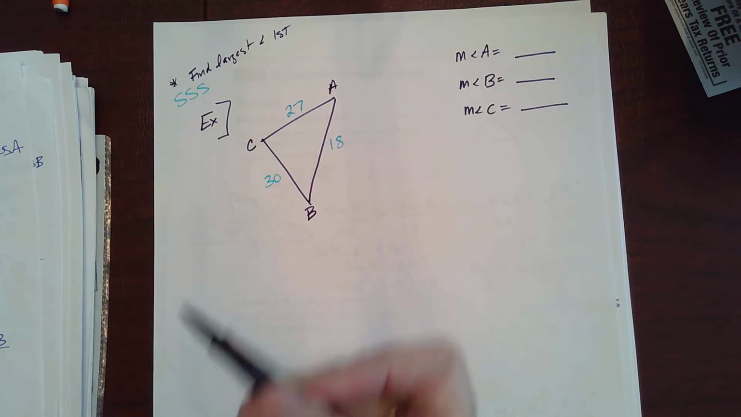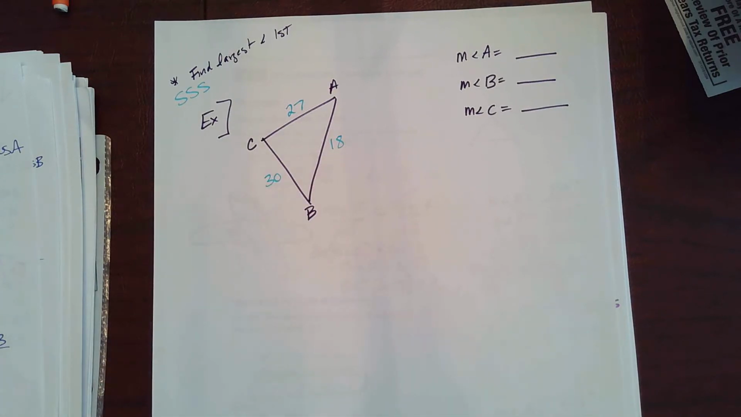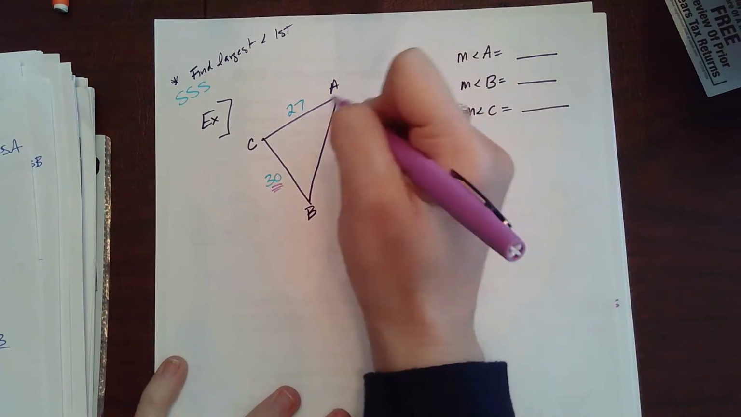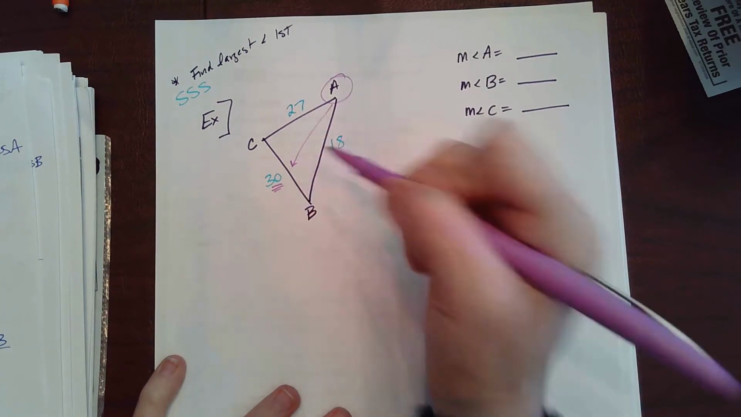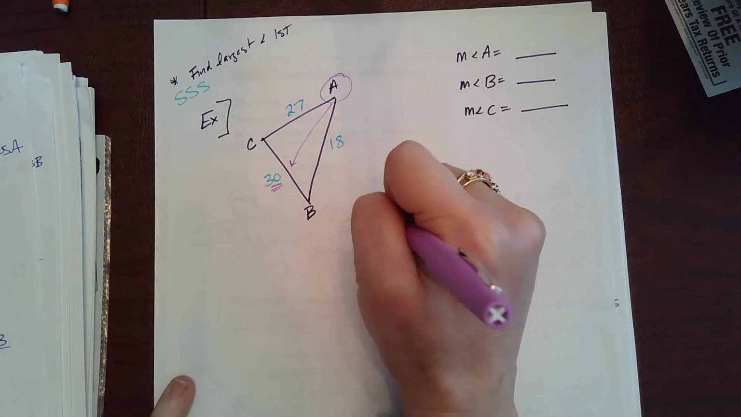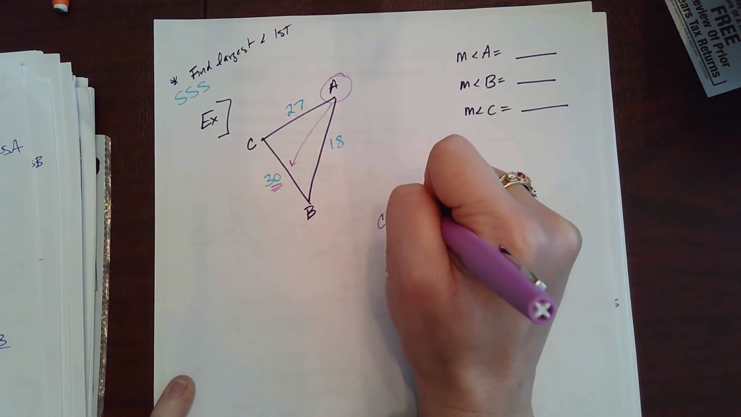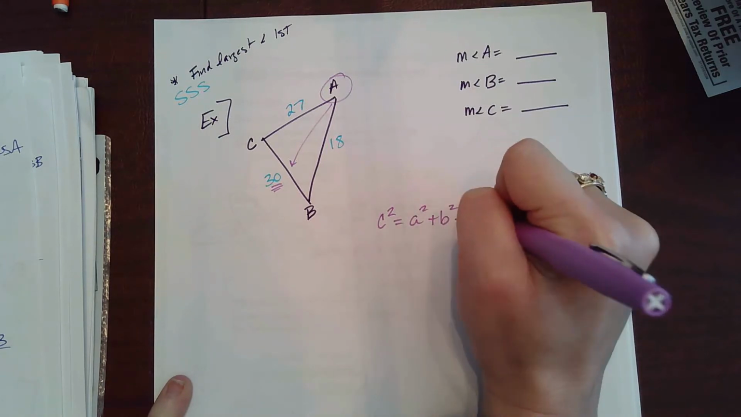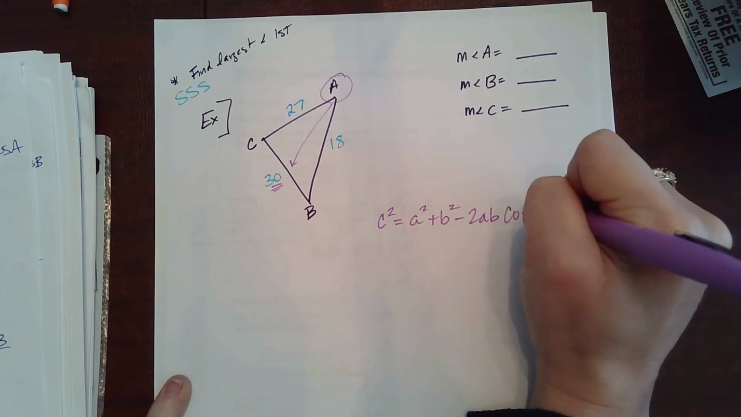So what I mean by that is, if we were given three sides, which of these angles has to be the largest angle? Well, the largest angle has to be across from the largest side. So if this is side 30 and this is angle A, then angle A has to be the first angle I'm going to solve for. All right, so let's write down our formula. C squared equals A squared plus B squared minus 2AB cosine of C.